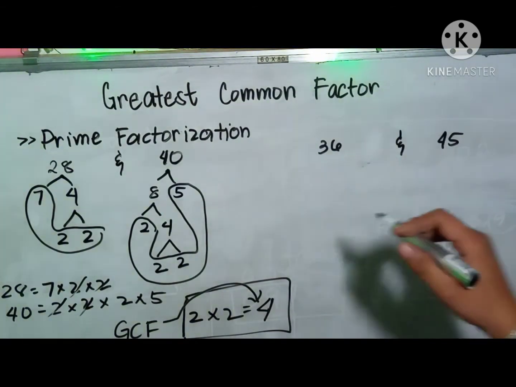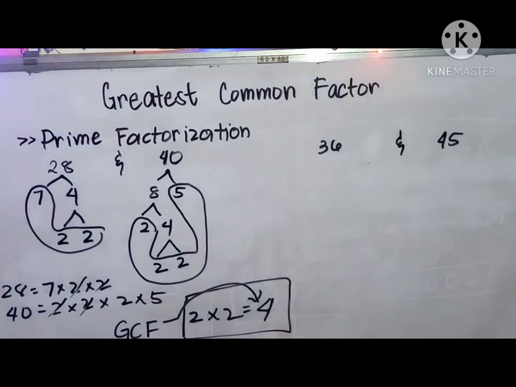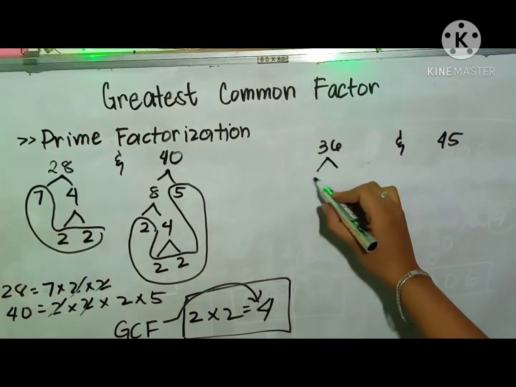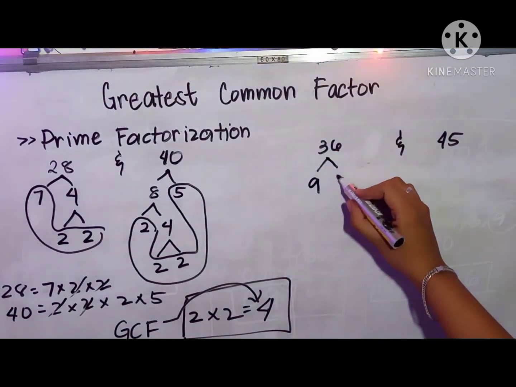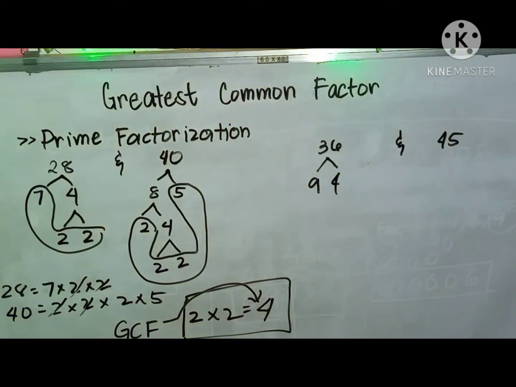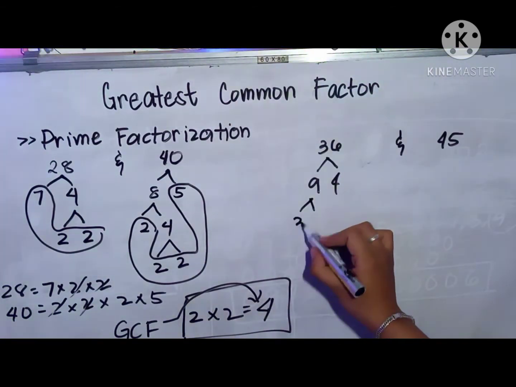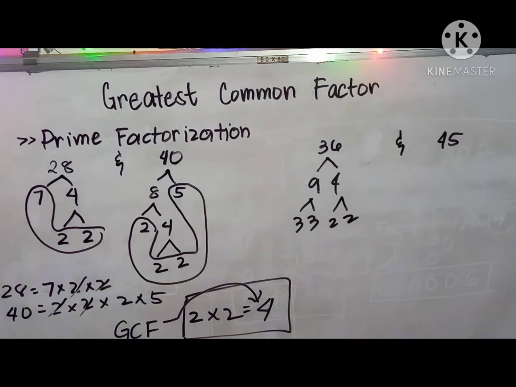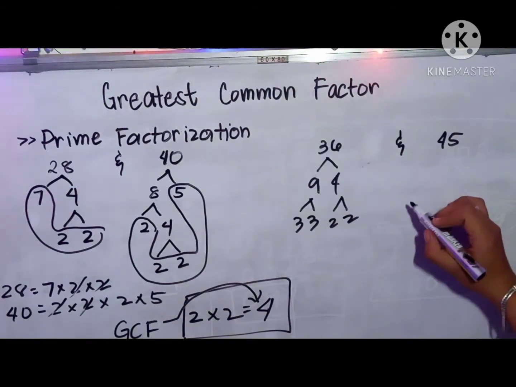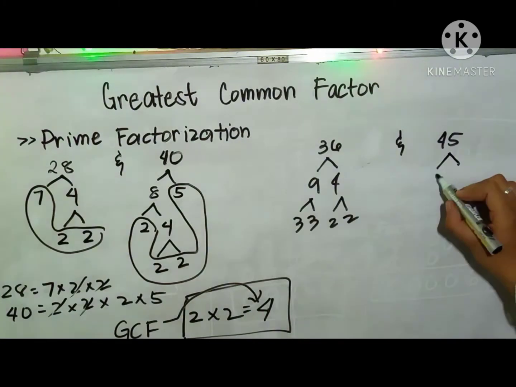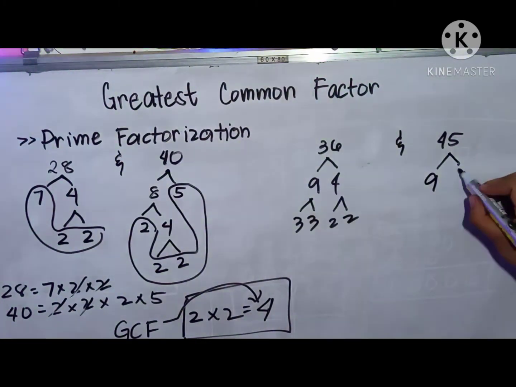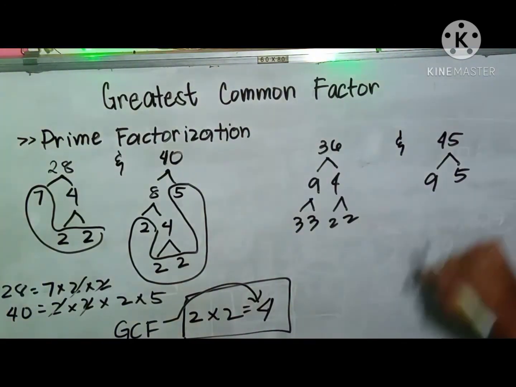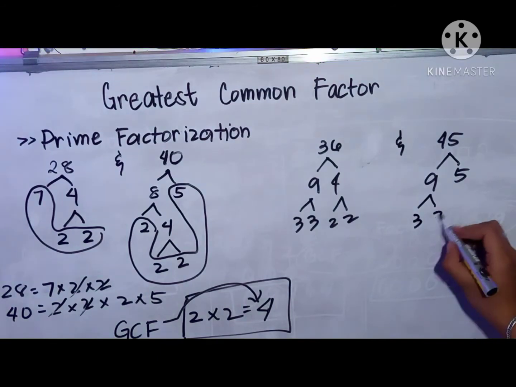Same step lang po. Prime factorization muna ang gamitin natin dito sa 36. So, pwede nating kunin ang 9 times 4. So, 9 times 4 is equal to 36. So, pwede nating breakdown pa siya into 3 times 3 is equal to 9 at ito naman ay 2 times 2. Okay po. Now, punta tayo kay 45. So, si 45 ay pwede nating i-breakdown into 9 times 5. Okay. Si 5 ay prime factor na. So, si 9 na lang ang pwede nating i-breakdown into 3 times 3.